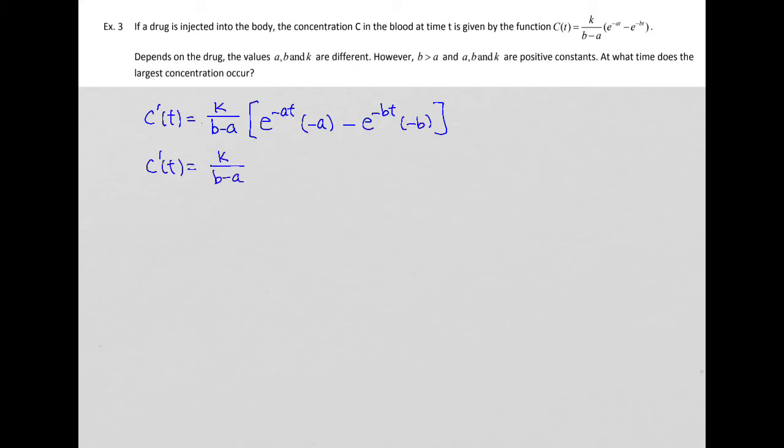Since we're finding the largest concentration, that means we want to find C prime. And since A, B, and K are constants, this will become our coefficient. We just need to differentiate inside the bracket. Then let's simplify it and let it equal 0 to find the critical point.